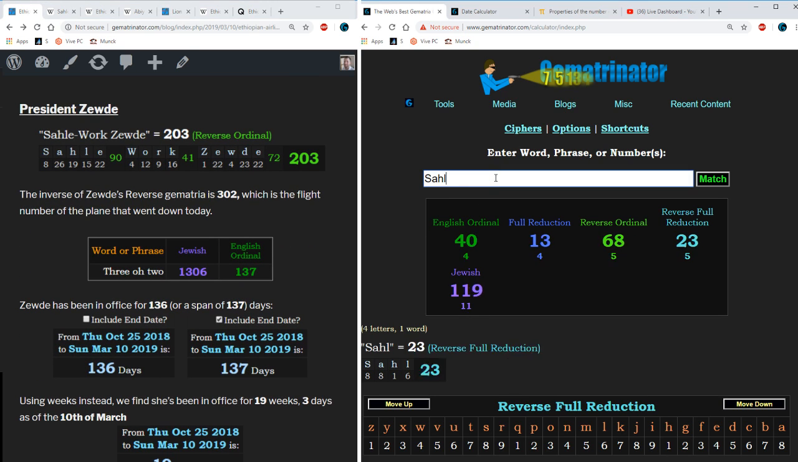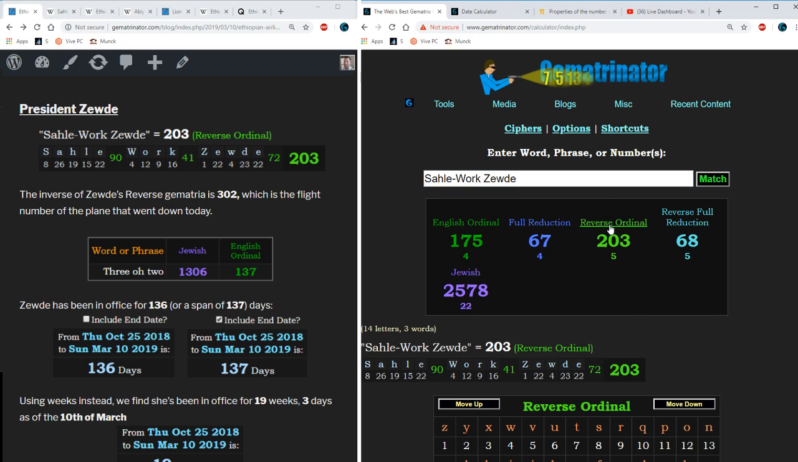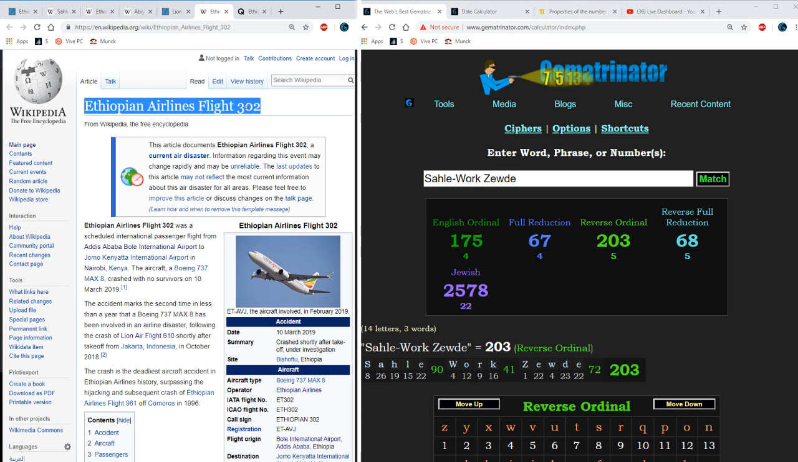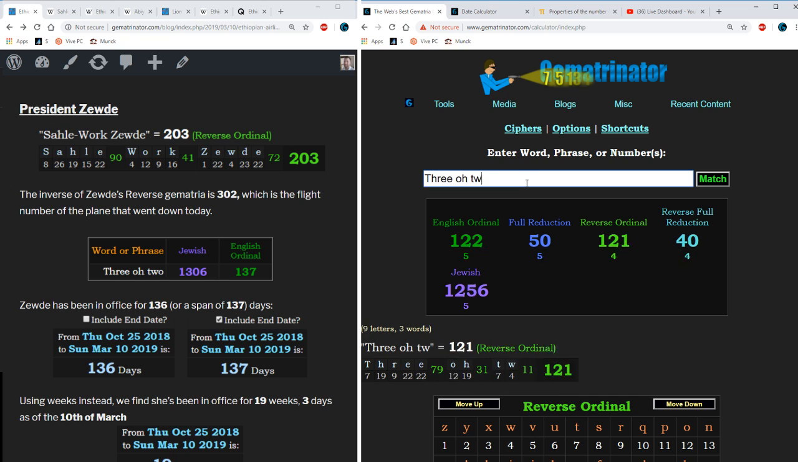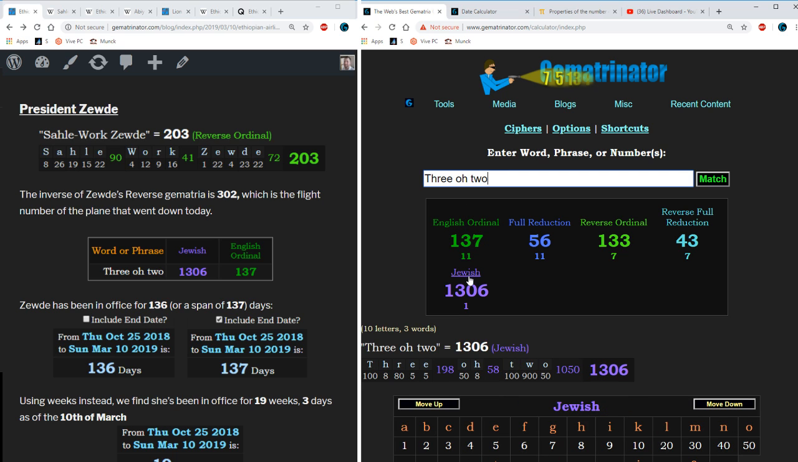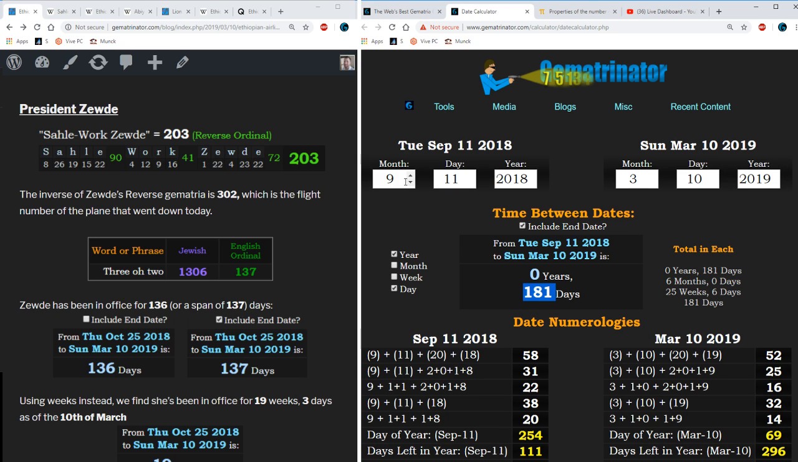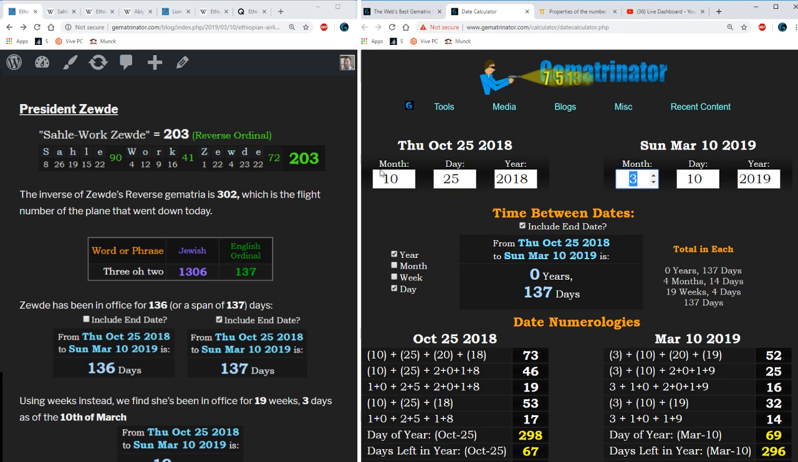And just look at her name, Sally Work Zood. Notice how in the reverse alphabetic order, it sums to 203. Well, think about the flight number. 302, the reverse of 203, which is her reverse value. And then check this out. 302, in two of our most significant ciphers, English and Jewish, sums to 1306 and 137. Well, if you measure from the date that she took office on October 25th last year, this is 136 days later, and including the end date, it's 137 days.